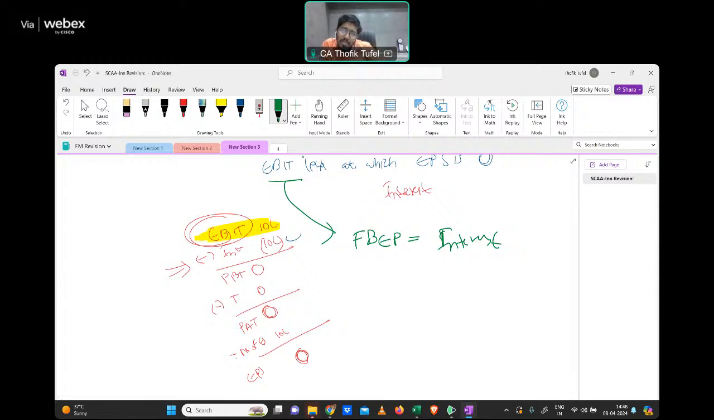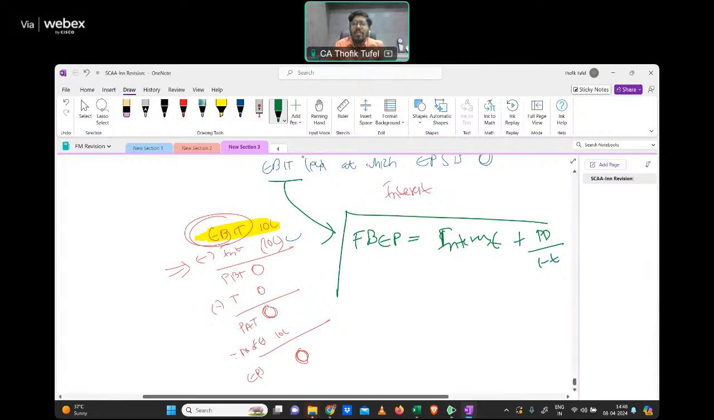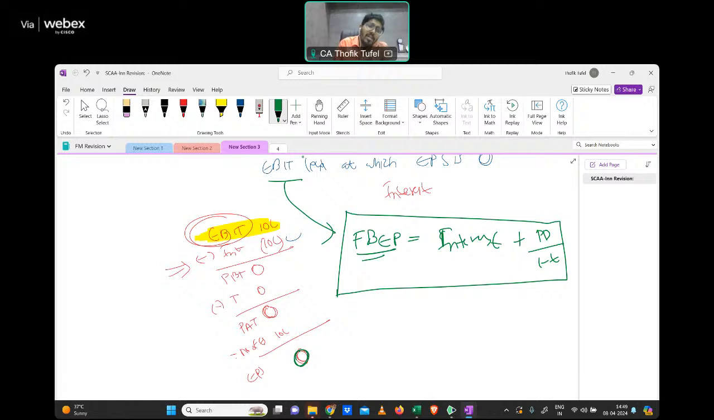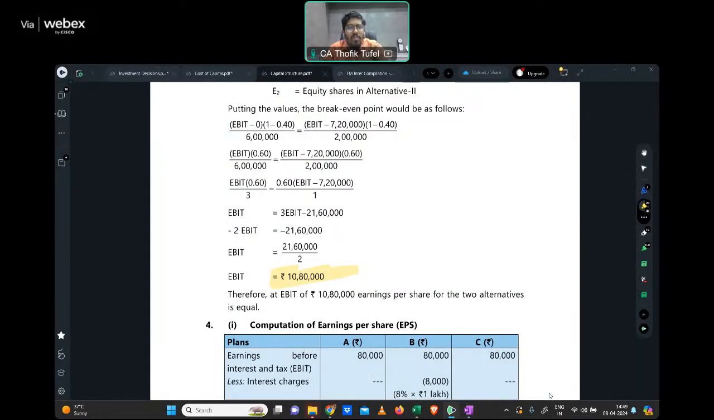So what to do if there is preference dividend, sir? I already said that preference dividend is an after tax number, while interest is a before tax number. So if there is preference dividend, divide the preference dividend by 1 minus t. Okay? So this is the financial break even point. If you calculate this, you will definitely get your EPS as 0. If you take the financial break even point as the starting EBIT and calculate, you are going to get your EPS as 0. So financial break even point is equal to interest plus preference dividend divided by 1 minus t. Sir, it is showing some problem.